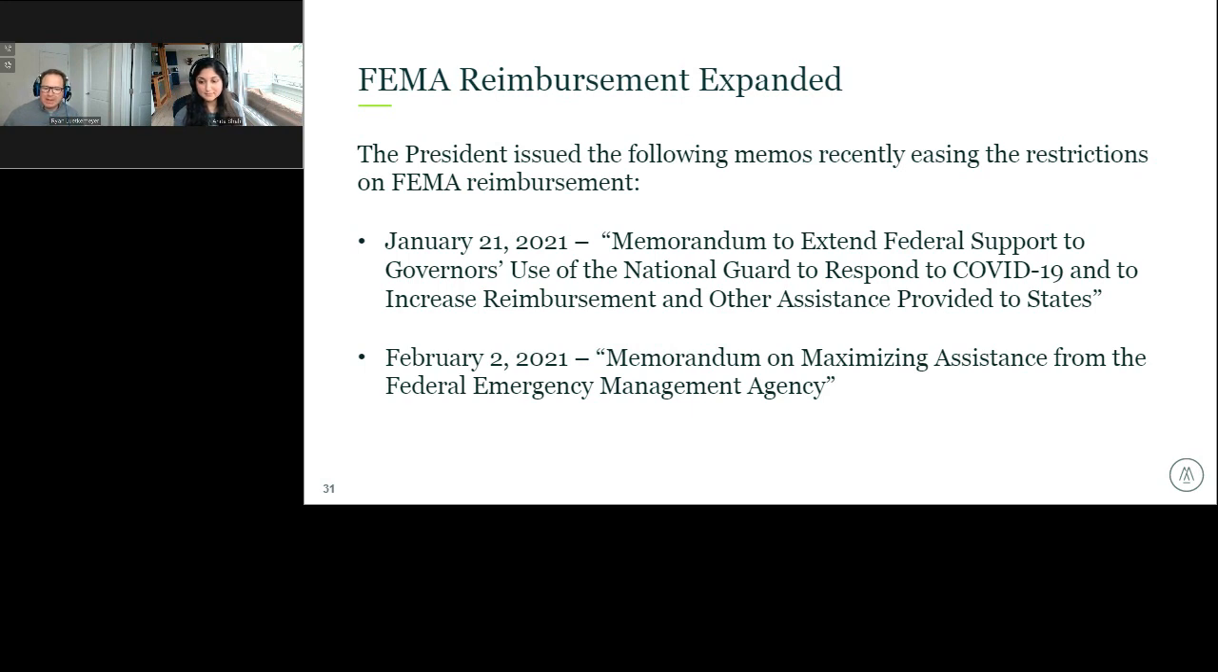All right, so this is definitely an area where it's nice to see that there's going to be some updates as well. For example, the president did issue the following two executive orders on January 21st and February 2nd that make the FEMA reimbursement for COVID-related matters a bit more appetizing. It's also important to note that the new $1.9 trillion stimulus plan that's being debated right now is expected to bring additional assistance through FEMA.